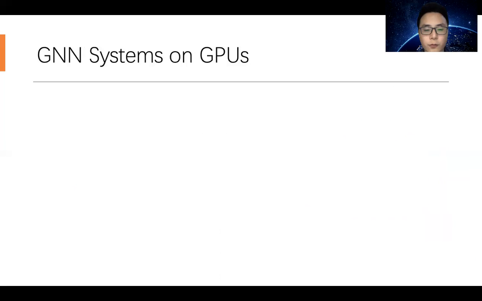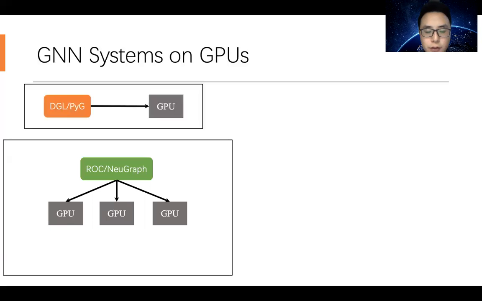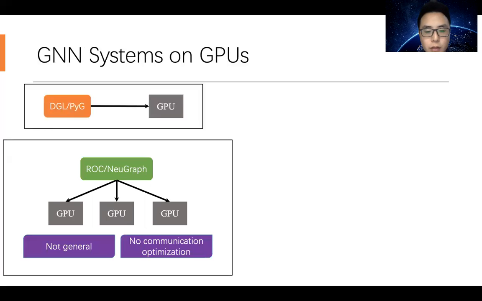There are systems designed for full graph GNN training. DGL and PyG are designed for GNN training on a single GPU. They are built on top of TensorFlow and PyTorch and provide efficient kernels to process the graph data. NeuGraph and ROC focus on distributed training. However, these systems integrate communication and computation in the system. Therefore, the communication layer is not general to use. What's more, these systems use naive communication strategies, which are inefficient due to the complex GPU topology.